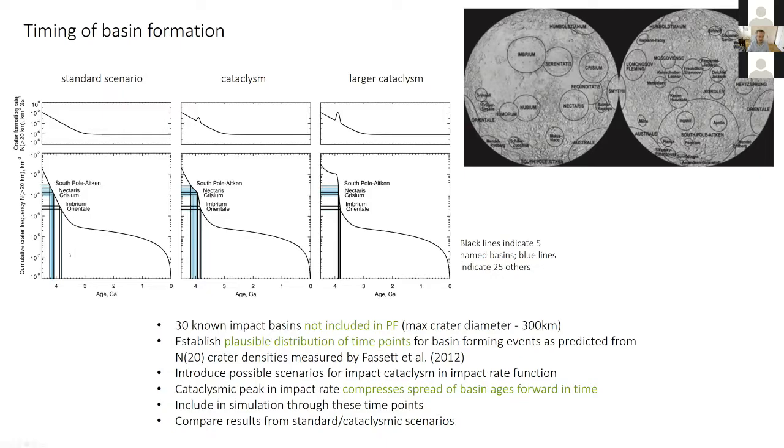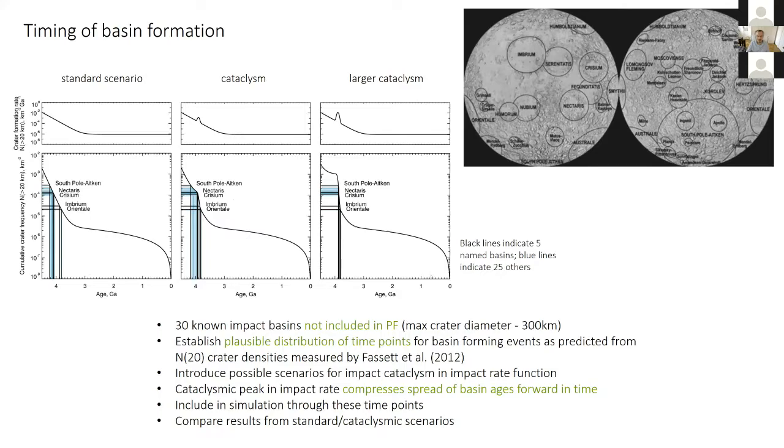So the latest basin forming around 3.85 for Orientale and going back to 4.2 something for the South Pole-Aitken. The black lines in these plots represent the 5 basins that are named here, and all of the blue lines, there are the 25 blue lines in between, they just represent the other basins that occur in between those.